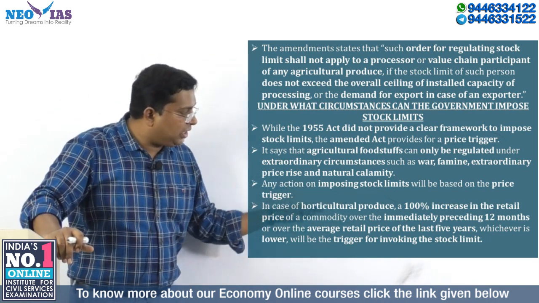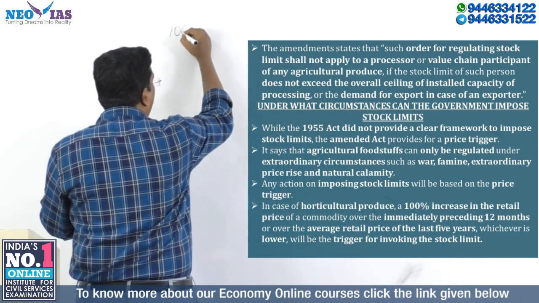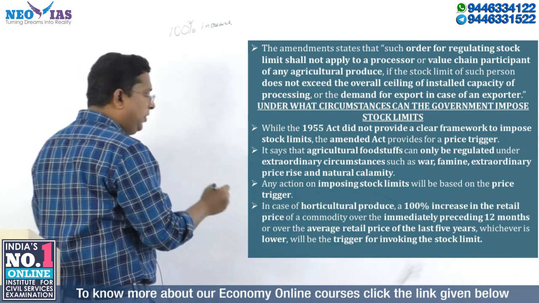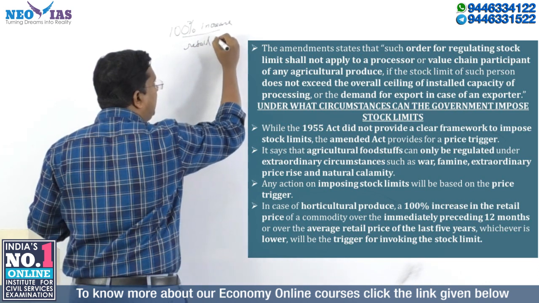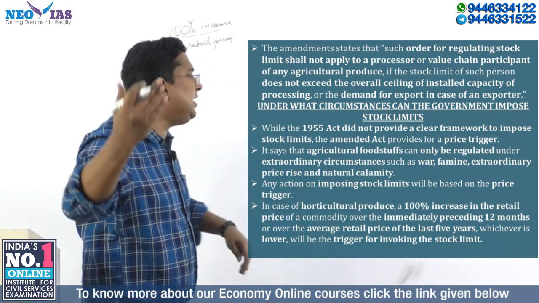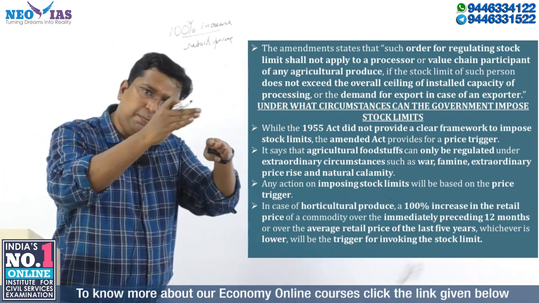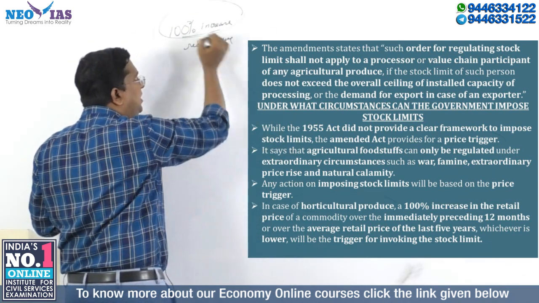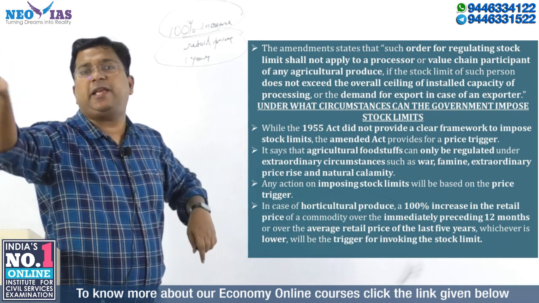So in the case of horticultural produce, a 100% increase in the retail price of a commodity over the immediately preceding 12 months. That is, compared to the previous year, the preceding 1 year, if the price rise is 100% compared to the previous 1 year, automatically the price trigger will apply.